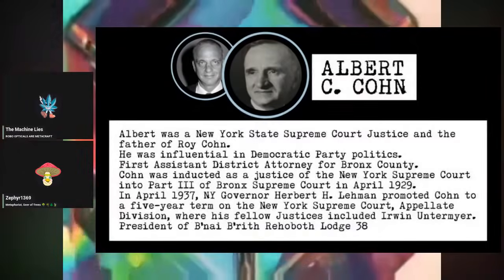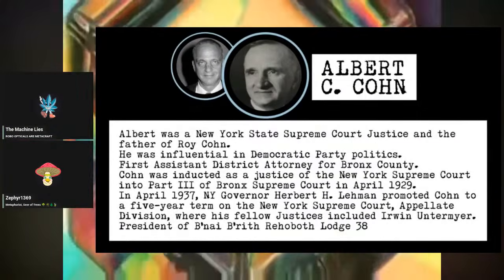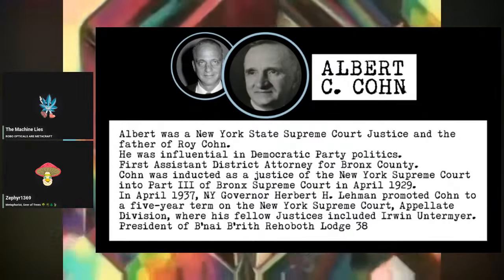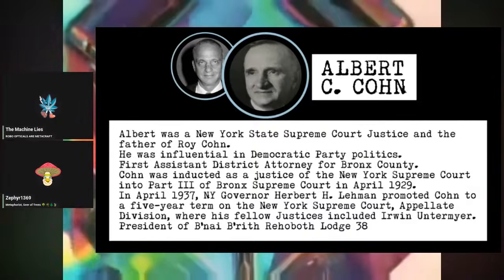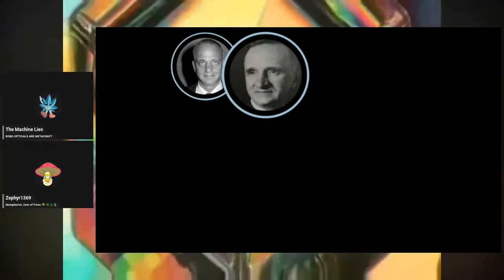Albert himself was influential in Democratic Party politics, and it was New York Governor Herbert Lehman that promoted Albert to the New York Supreme Court. Albert was also president of B'nai B'rith's Rehoboth Lodge 38.